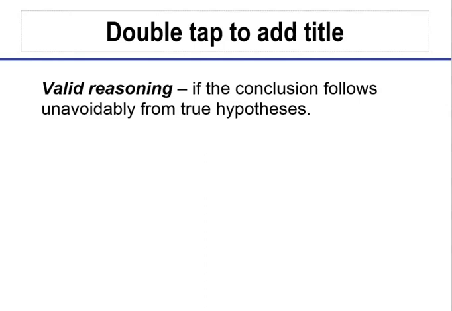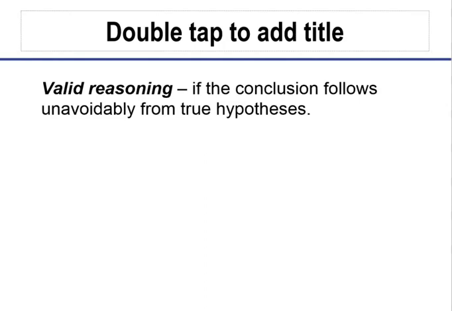Valid reasoning. What in the world does that mean? It says, if the conclusion follows unavoidably from true hypothesis. So what you'll be given is something actually called an argument. And you will have hypothesis, probably more than one, and a conclusion. And you could say the argument is valid as long as if the hypothesis is true, then the conclusion is true.